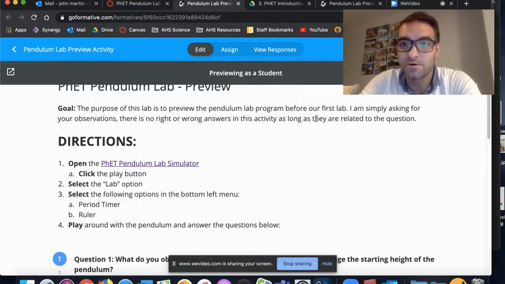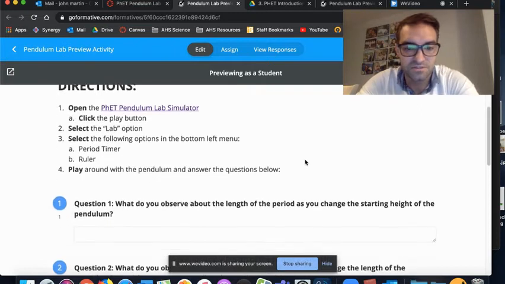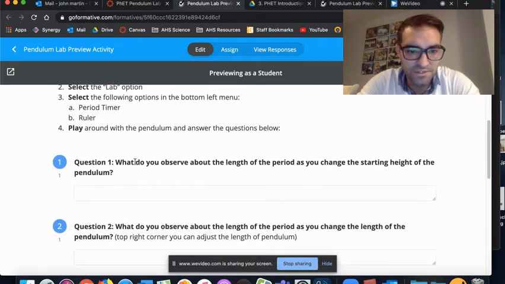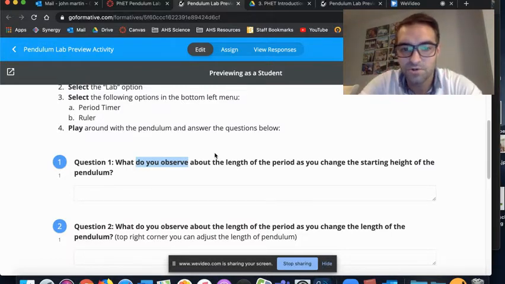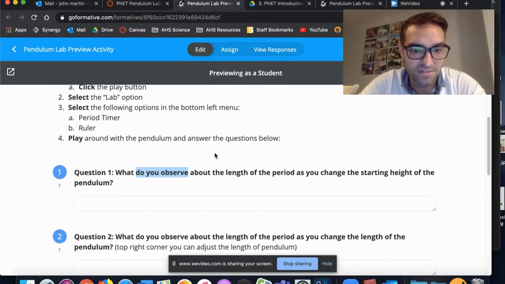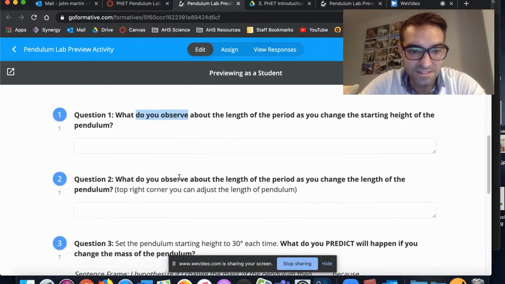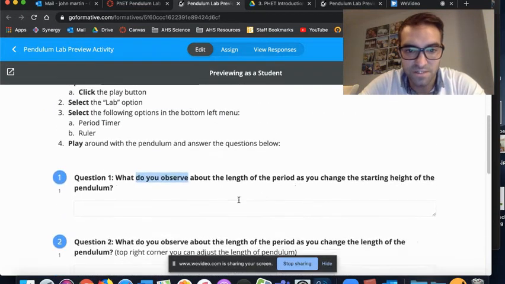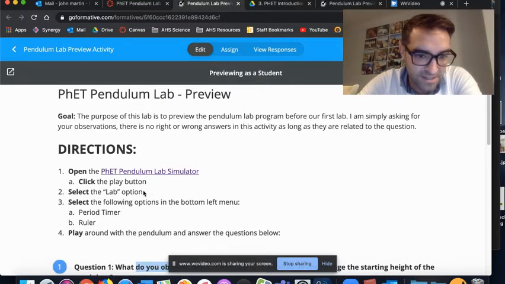I don't want to see people go, I don't know, because most of the questions in this preview are, what do you observe? So you're looking at the program and you're trying to explain to me what you're seeing. And if that is something that's kind of new for us, please do your best just to put it into words. Again, no right or wrong answer as long as it's related. Then the goal is, if you can follow these directions to organize yourself through the simulator, that's going to be really helpful before our first lab.